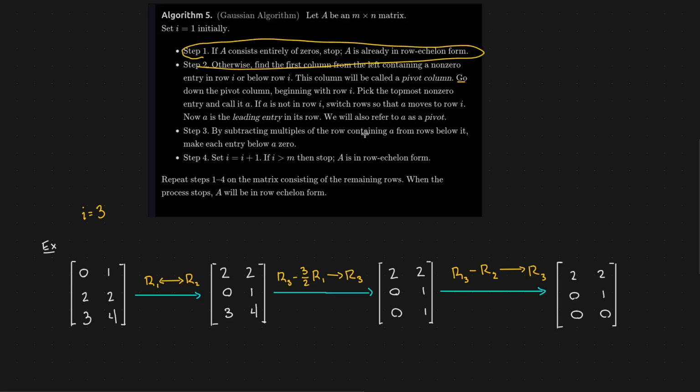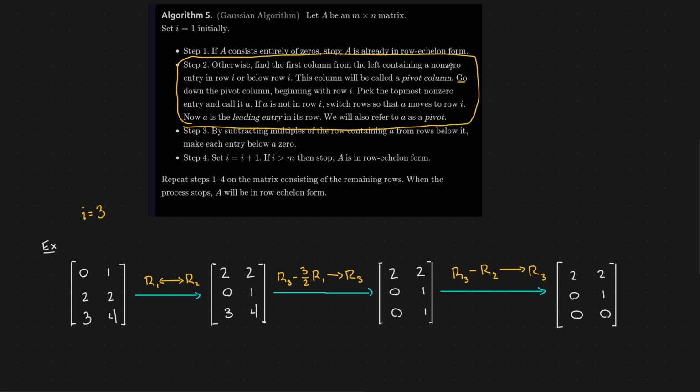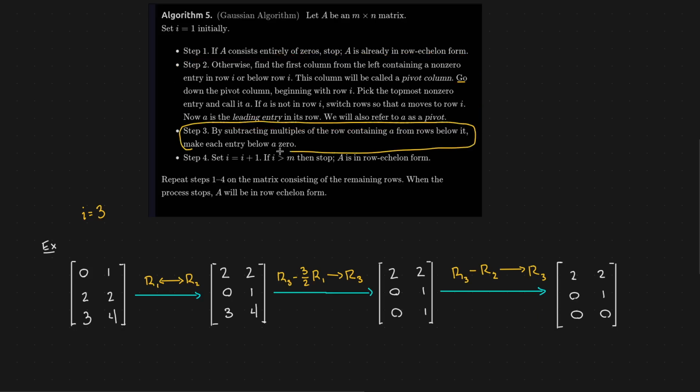Step 1. If A consists entirely of 0, stop. A is already in row echelon form. Otherwise, find the first column from the left containing a non-zero entry in row I or below row I. So if I look at row I, there is no non-zero entry in row I. There's no non-zero entry below row I. So I could skip step 2, which means I don't have to worry about step 3 either. I could go straight to step 4. I equals I plus 1. I equals 4, and now that's bigger than m, so now I stop.